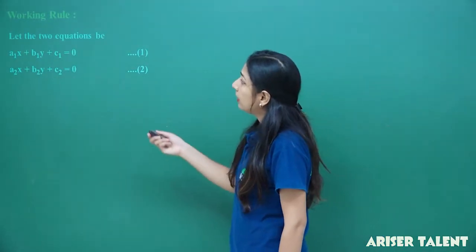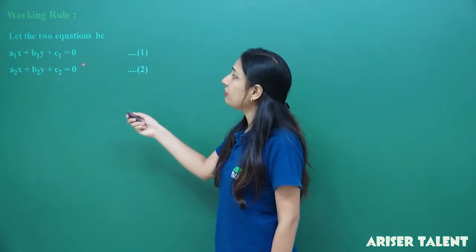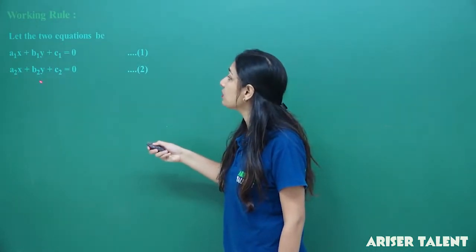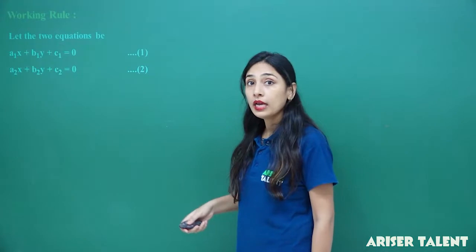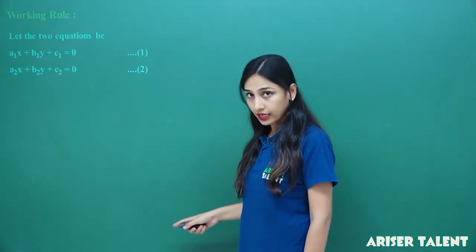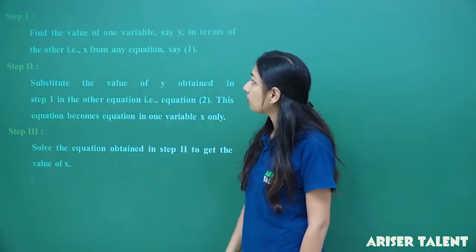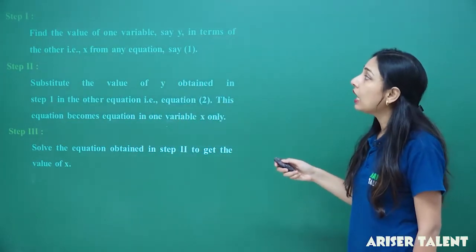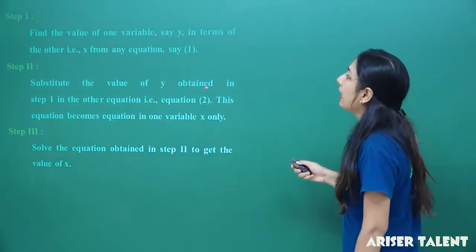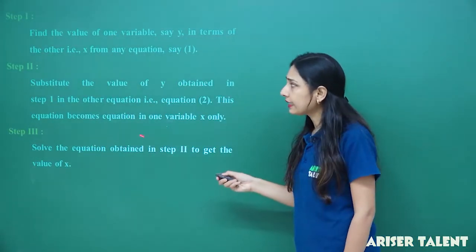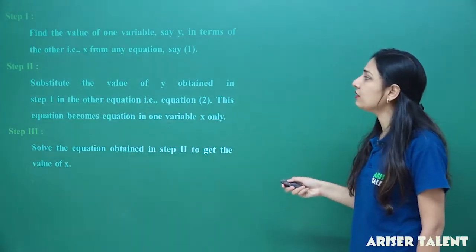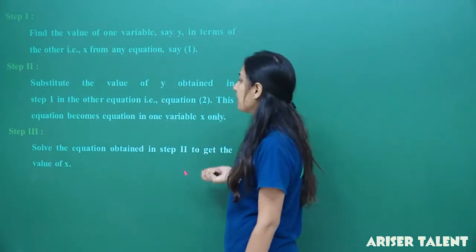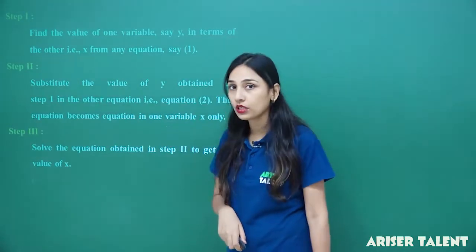Now, I have taken this a1x plus b1y plus c1 equals 0 and this a2x plus b2y plus c2 equals 0, and I have told you about the working method, right? Step 1: find the value of one variable, say y, in terms of the other, that is x, from an equation. Step 2: substitute the value of y obtained in step 1 in the other equation, that is equation 2. This equation becomes in one variable x only, right?